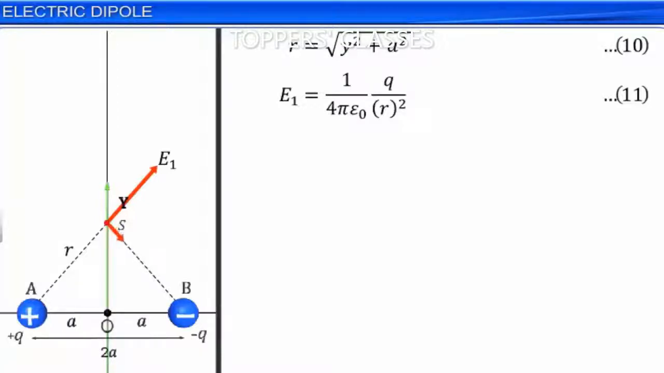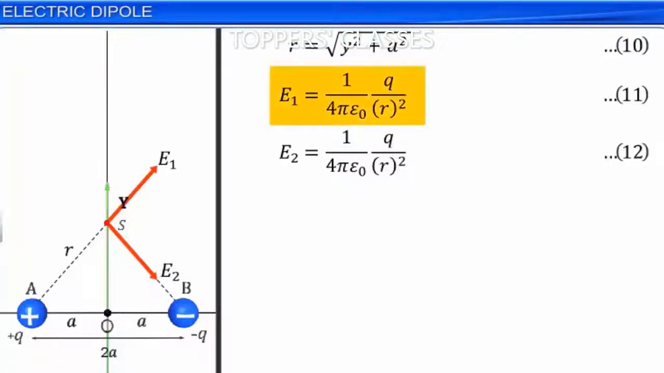Similarly, the negative charge creates an electric field of magnitude E2 is equal to 1 by 4 pi epsilon naught, q by r square. Let this be equation 12. Electric field strength E2 is directed towards the negative charge and acts along the line joining the point S and the charge minus q as shown. We observe that the magnitude of E1 is equal to that of E2.